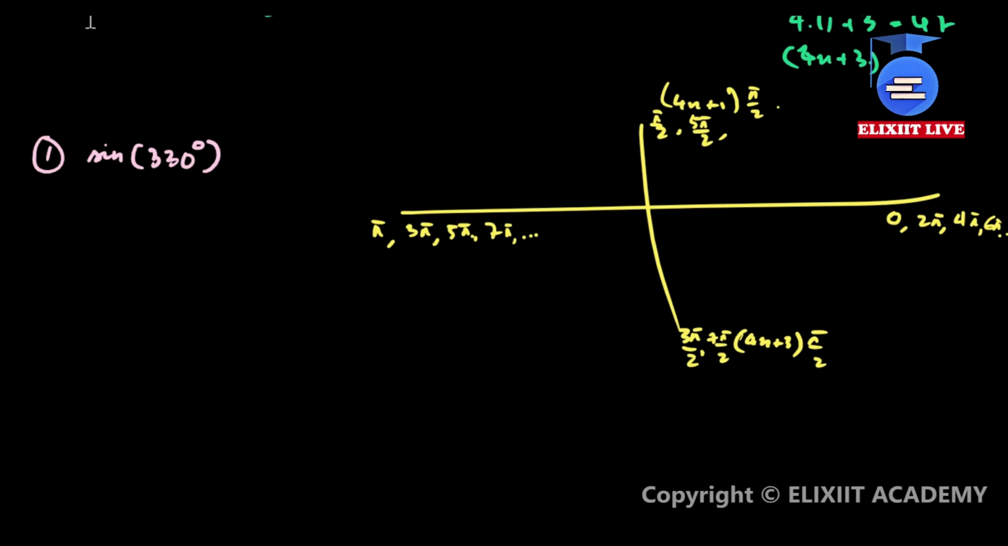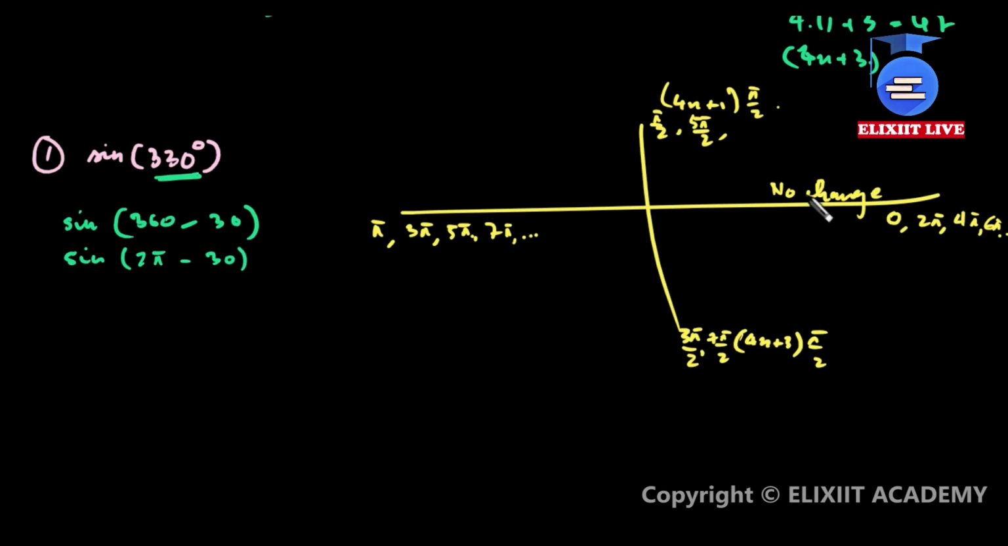We actually take the changes with respect to the x-axis, because here we have no change. Okay, no change. What is the meaning of no change? Because of this no change, sine 330 we can write as sine 360 minus 30. 360 means 2 pi, so this is 2 pi minus 30 basically.